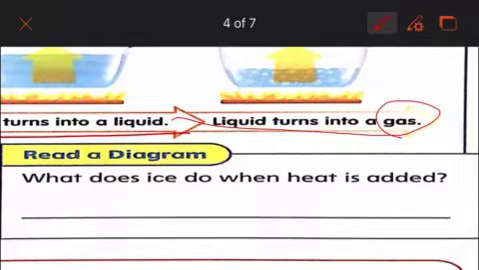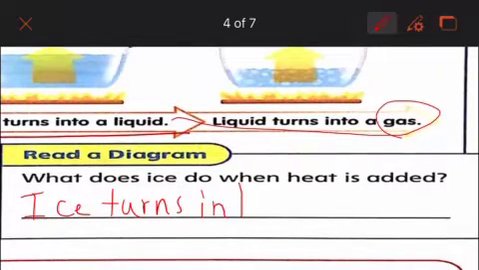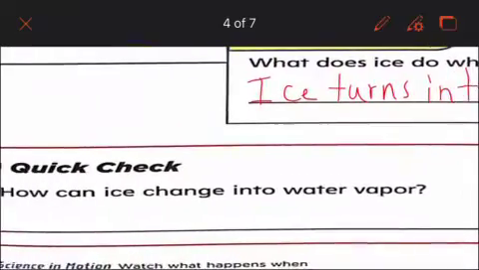So ice, as we said, ice turns into liquid because ice is solid. Okay, please write it down on your book.